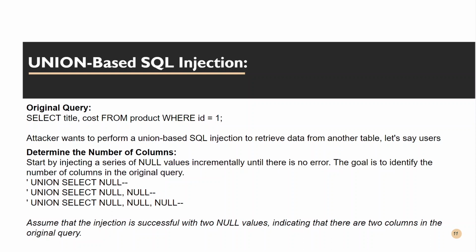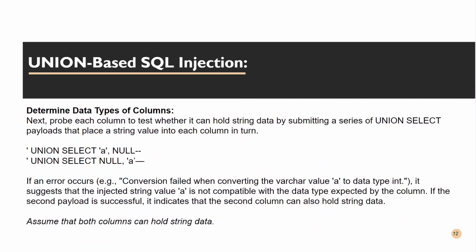So now we're going to assume that the injection is successful with two null values, indicating that there are two columns in the original query. Now, the next thing we are going to do when we have figured that out is to determine the data types of the columns.